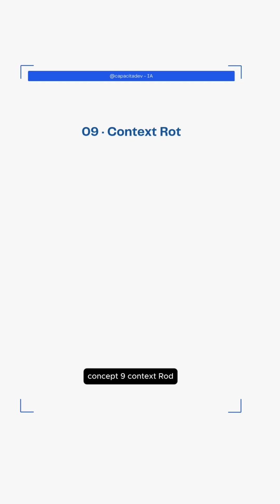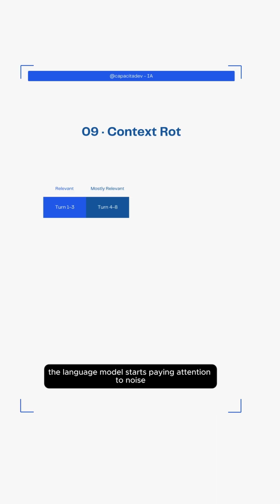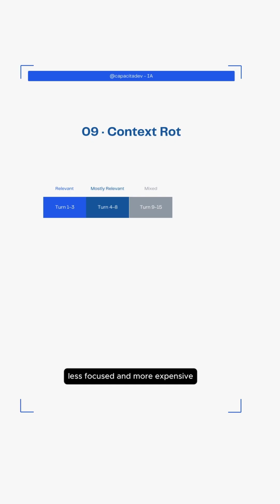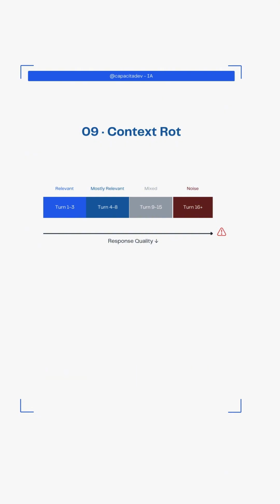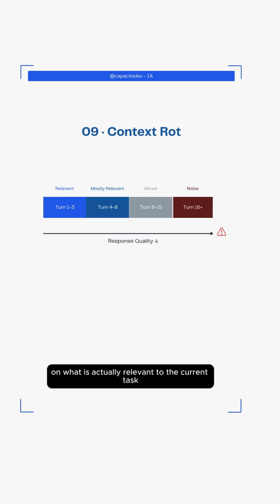Concept 9. Context rot. Every exchange in a conversation consumes space in the context window. Over many turns, the context fills up with old, outdated, and irrelevant information. The language model starts paying attention to noise as much as signal. Responses become less accurate, less focused, and more expensive. This is context rot. Think of it like trying to concentrate in a room where no one ever stops talking and no one ever leaves. The solution is active context management. Summarize old turns. Remove content that no longer matters, and keep the context window focused on what is actually relevant to the current task.